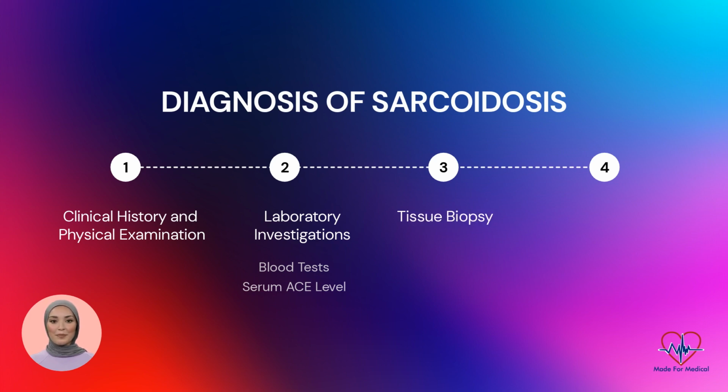Tissue biopsy. In cases where the diagnosis remains uncertain or when tissue confirmation is necessary, a biopsy of an affected organ may be performed. Biopsy samples can be obtained from the skin, lung, lymph nodes, or other involved organs. The presence of non-caseating granulomas on histopathological examination is a key feature of sarcoidosis.